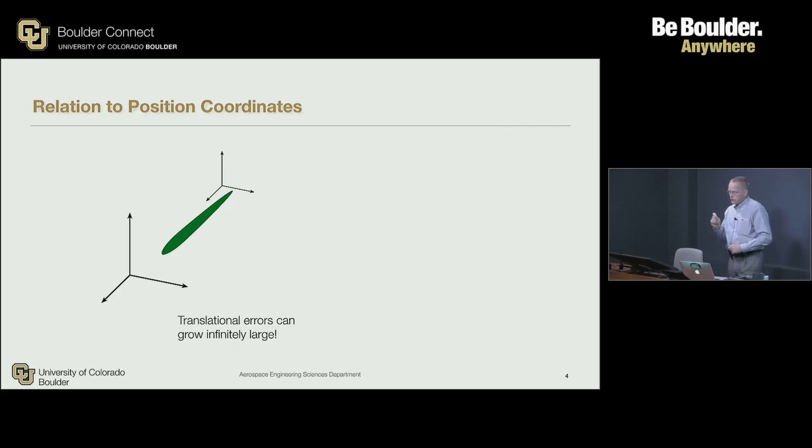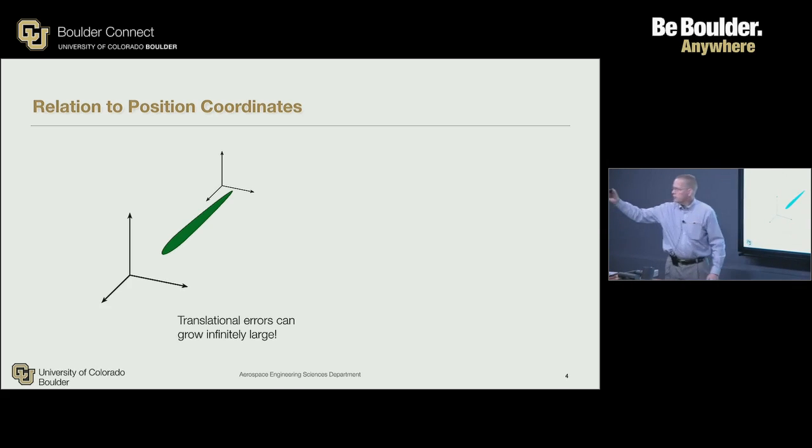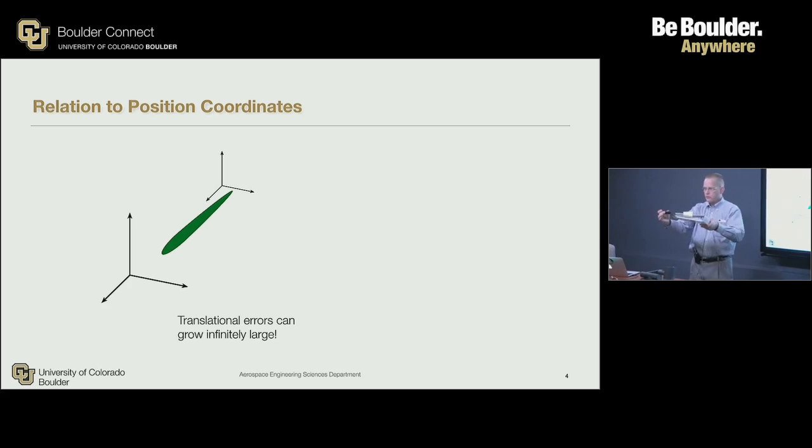Fundamental differences in orientations. So back to the translation example. If this is my position, and then you have something else moving relative to it, so we've got two objects. They can be very close, they can be very far. How far apart could they be?